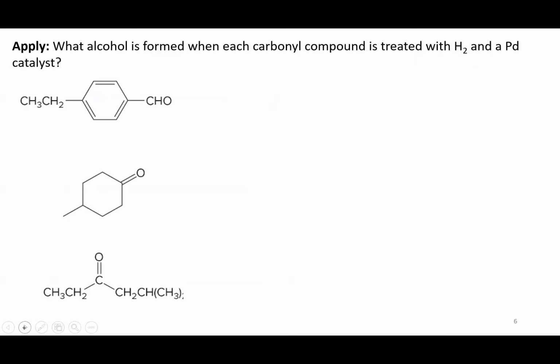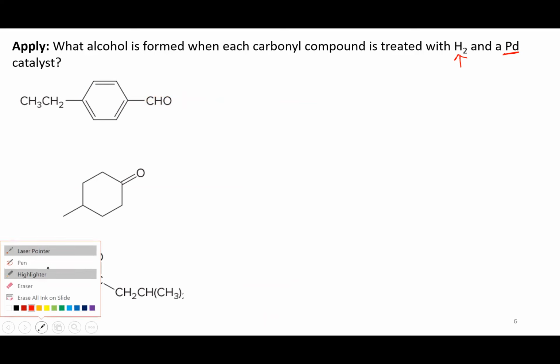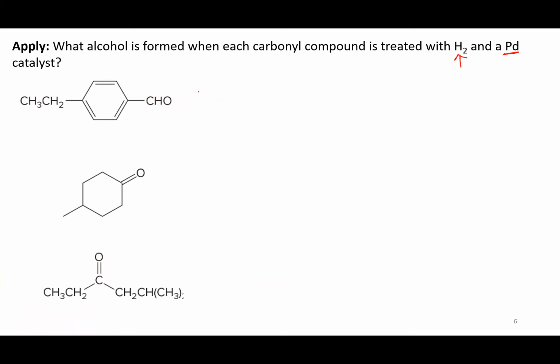Okay, what alcohol is formed when each carbonyl compound is treated with H2, so this is my reactant, and the catalyst Pd. Right, so first thing to do is look at your starting material and identify the functional groups. This is going to be my functional group here because it contains a heteroatom. Specifically, this is going to be an aldehyde because we already talked about that CHO means that this hydrogen is bound to the carbon, and therefore this oxygen must be double bonded to that carbon. So this means that I have something that looks like this.